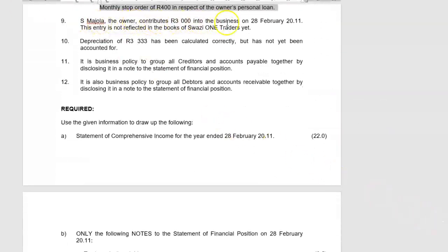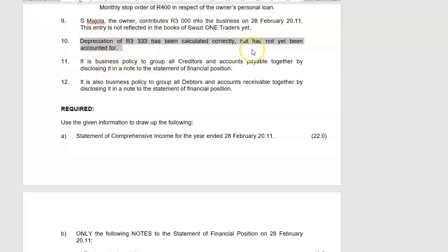Withdrawal, the owner contributes 3,000 Rand to the business. The entry is not reflected. Now, once more, it's got absolutely nothing to do with my income statement, and it's got absolutely nothing to do with trade and other receivables, trade and other payables, so you might as well ignore that. If you did want to use this in your question, you would have debited bank and you would have credited capital.